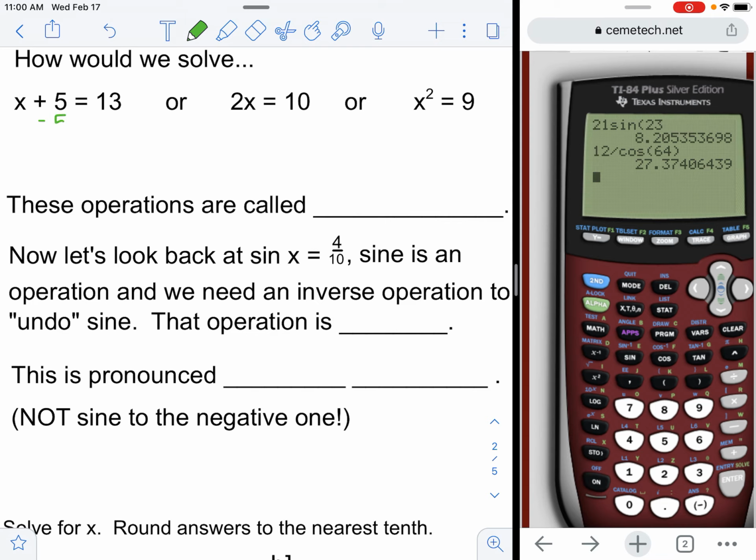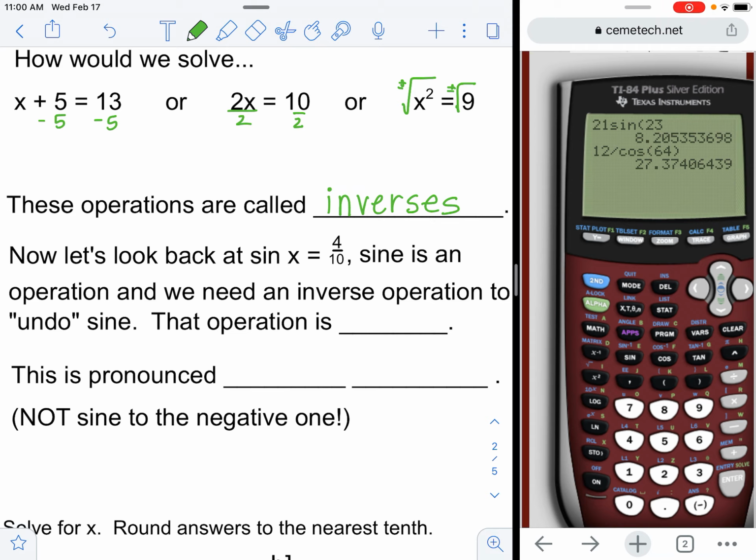Okay, so how do we solve it? Let's think about this. How do you solve these 3 equations? So this one, we would subtract 5 from both sides. This one, we would divide both sides by 2. This one, we would square root plus or minus, right? So what are we doing right here? If I have addition and I subtract, or if I have multiplication and I divide, if I have a square and I square root, what are those operations called? They are called inverses.